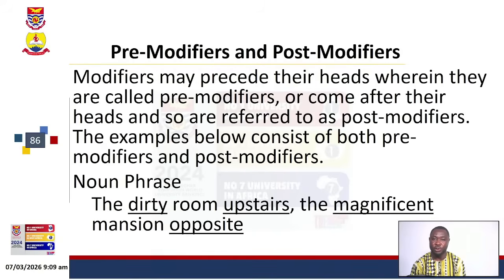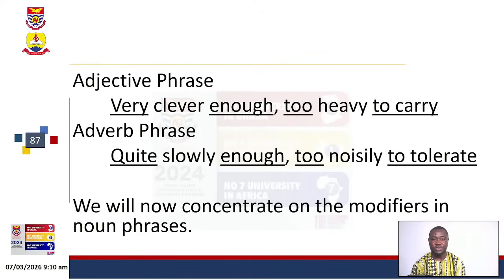The examples below consist of both pre-modifiers and post-modifiers. These are for noun phrases. The dirty room upstairs, the magnificent mansion opposite. In adjective phrases, we have very clever enough, too heavy to carry. In adverb phrases, we have quite slowly enough, too noisily to tolerate.